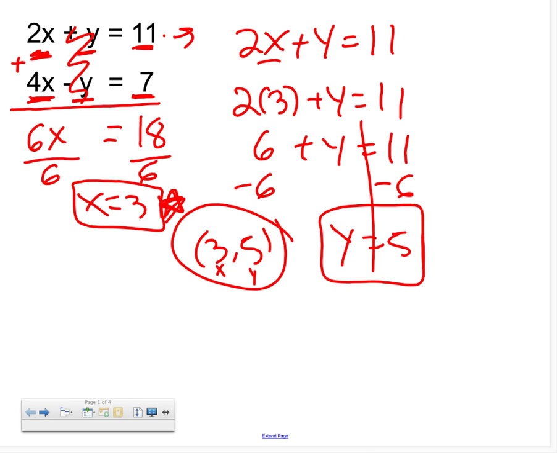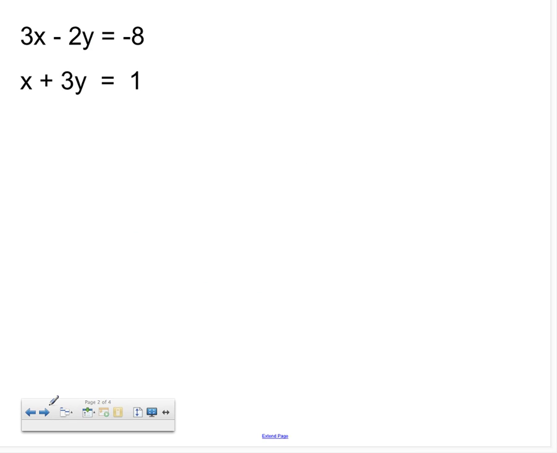Now this, as I said, is the easiest one because it's already set up for you. There are ones more common that are not set up for you. Let's take a look at one of those. So this one here, if I try to do elimination right away, I come across a little problem. Let's take a look at what happens.